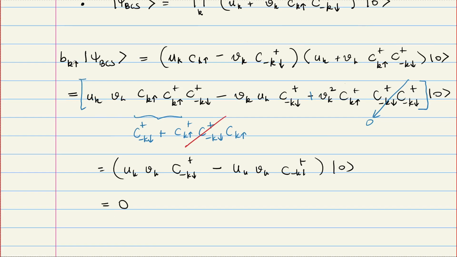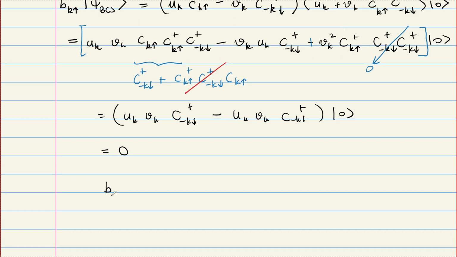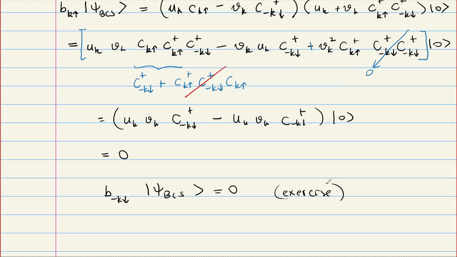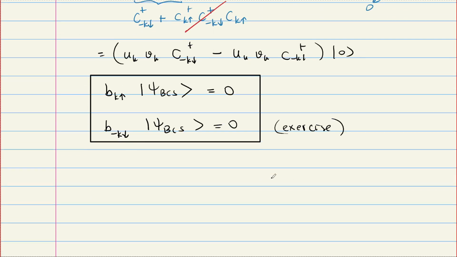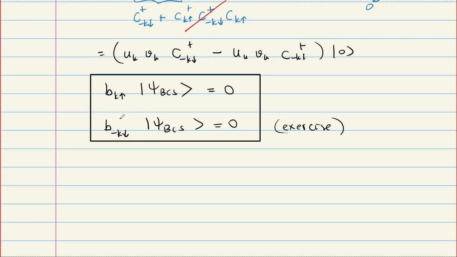Since B minus K down dagger is exactly the same, I will not do it, but I can do it if you want. So B minus K down acting on psi BCS is 0. I mean, they look trivial, but it's sometimes not trivial. So let me give you this as an exercise. And let me also write this as an equation. So B K up acting on psi BCS is 0. And these two identities are telling us psi BCS is the vacuum state of this mean field BCS Hamiltonian.